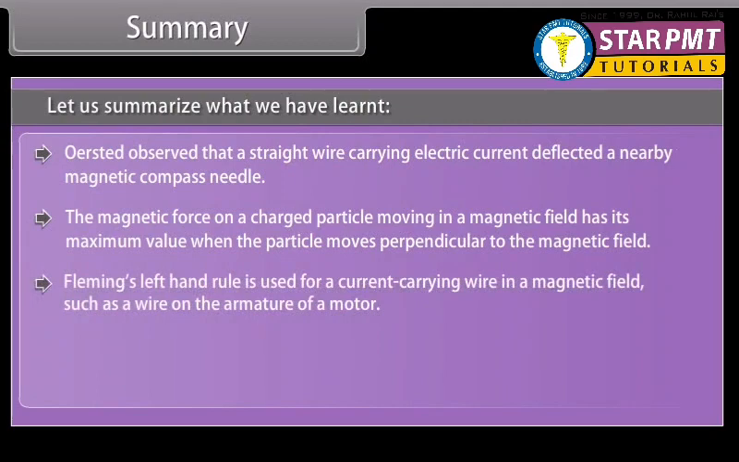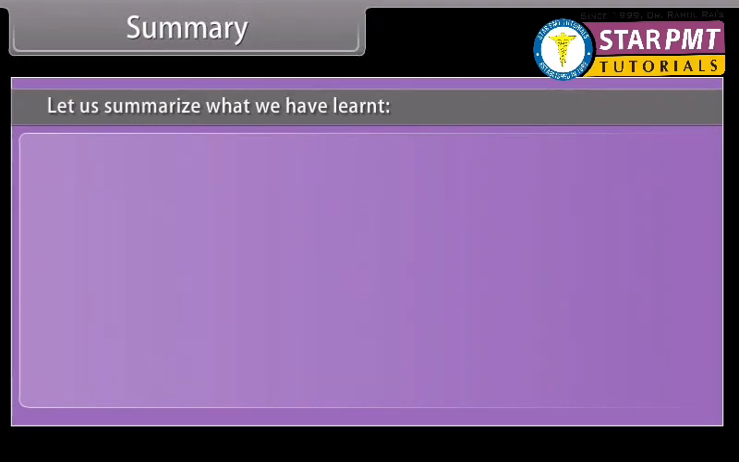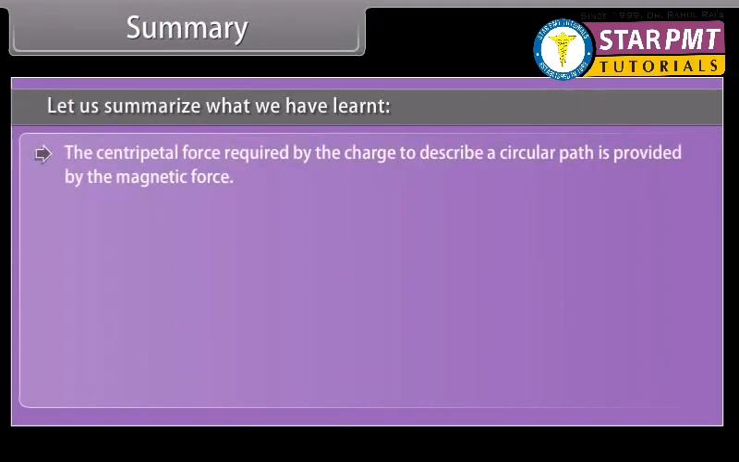Fleming's left-hand rule is used for a current-carrying wire in a magnetic field, such as a wire on the armature of a motor. Maxwell's corkscrew rule states, if a screw is rotated so that it moves in the direction of flow of current, then the direction of rotation of the thumb gives the direction of magnetic lines of force. The centripetal force required by the charge to describe a circular path is provided by the magnetic force.